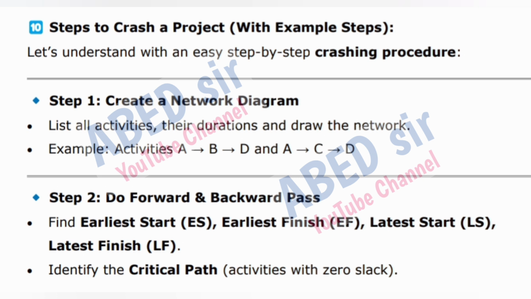Step 1. Create a network diagram. List all activities, their durations and draw the network. Example, activities ABD and ACD. Step 2. Do forward and backward pass. Find earliest start, ES, earliest finish, EF, latest start, LS, latest finish, LF. Identify the critical path, activities with zero slack.